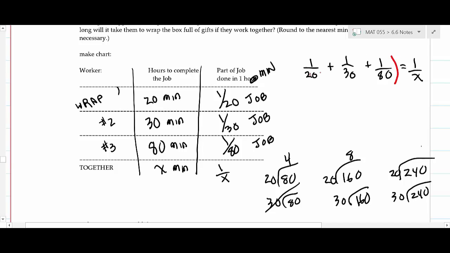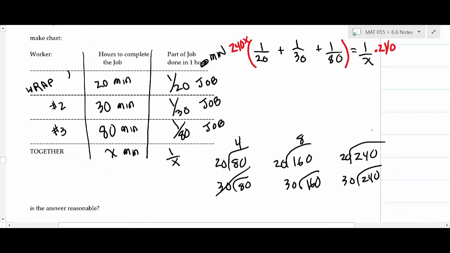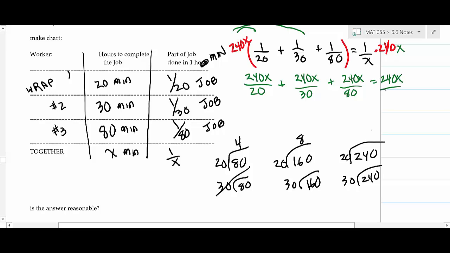So what you could do is multiply by 240x on both sides. Now see, if you multiplied 20 times 30 times 80, you would get something that would work for you, but it would be a much bigger number. So you want to always try to get that smallest common denominator. So when we do this, multiply, we're going to have 240x over 20, and then 240x over 30, and then 240x over 80. And that needs to have an x there, so that would have been 240x over x like that.